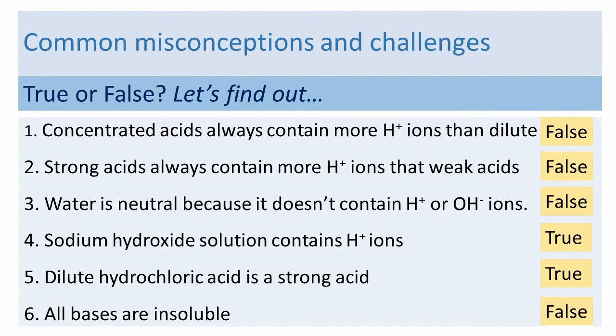The fourth statement is true. Sodium hydroxide does contain H+ ions, not so many, but they're still present. This statement reveals an understanding of the pH scale. pH always measures the hydrogen ion concentration and not the hydroxide ion concentration.